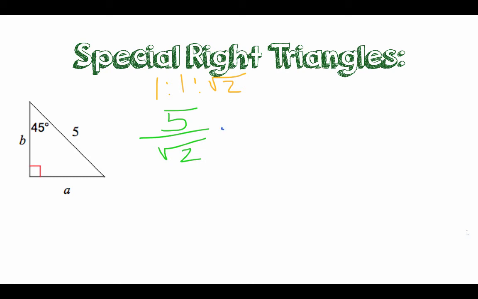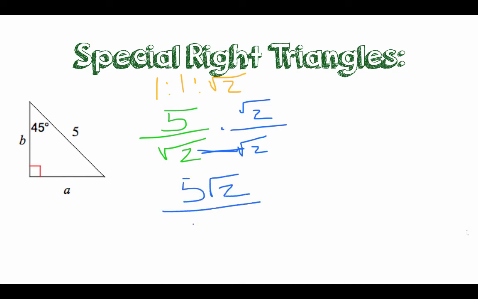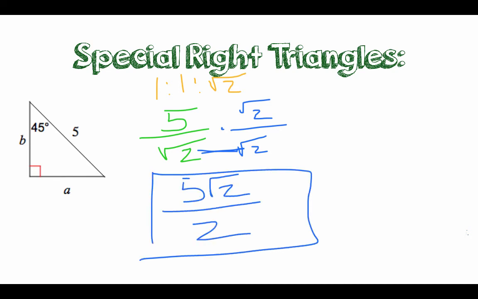You just have to multiply by square root of 2 over the square root of 2. And when you do that, what that really looks like is these become 2. And then that just carries over. So 5 square root of 2 over 2. And that is your answer. Both the legs are 5 square root of 2 over 2. And if you plug that in and work on that decimal, you'll be able to see that it works in every which way.